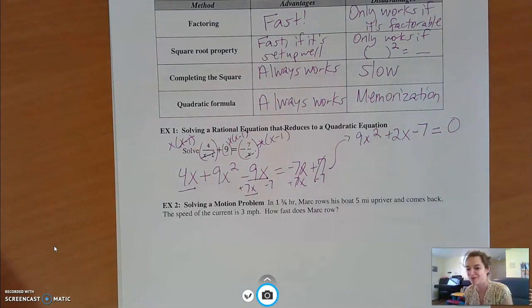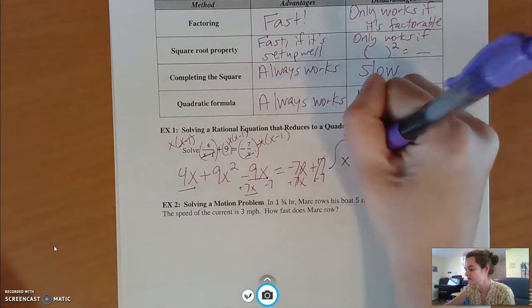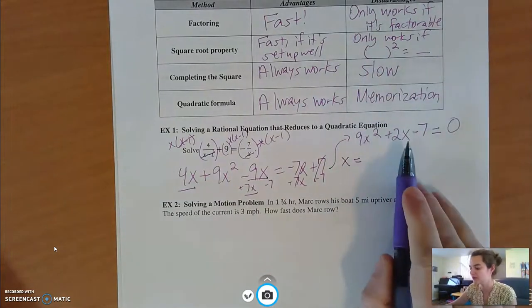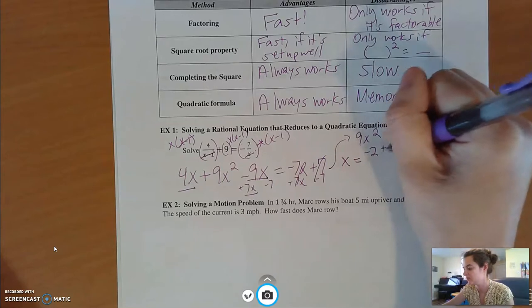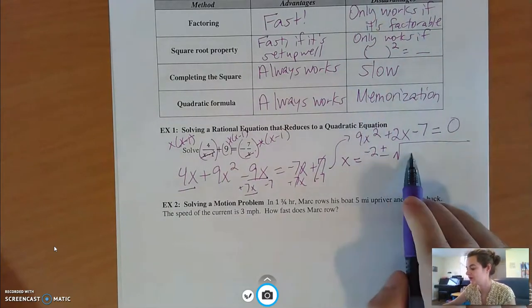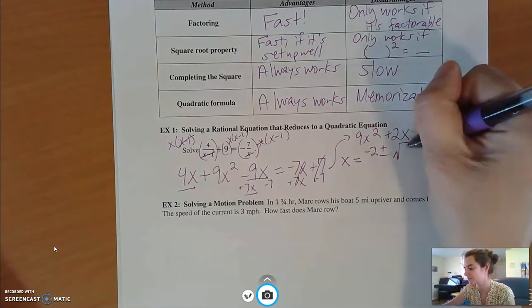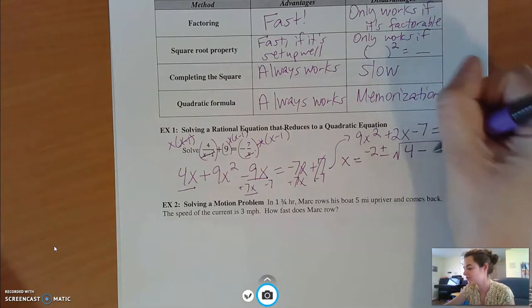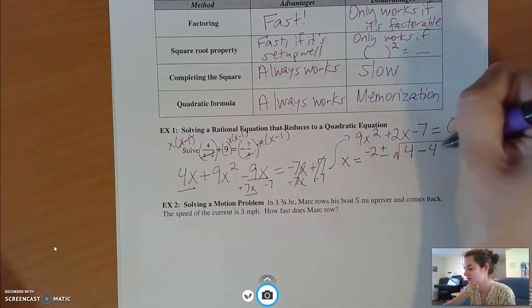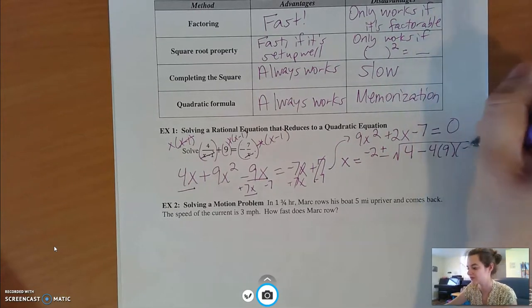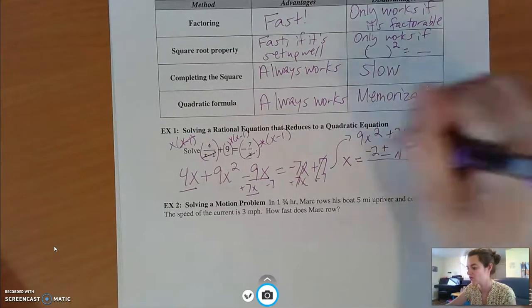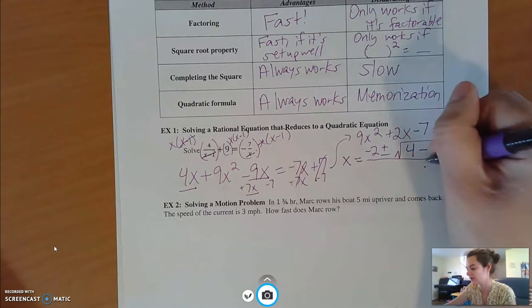Nothing factor-wise is popping out at me, so I'm going to go ahead and use the quadratic formula to solve for x. So x equals the opposite of b, so the opposite of positive 2 is negative 2, plus or minus square root of b squared, 2 squared is 4, minus 4ac, minus 4 times a, which is 9, times c, which is negative 7, and it's all over 2a, so 2 times 9.